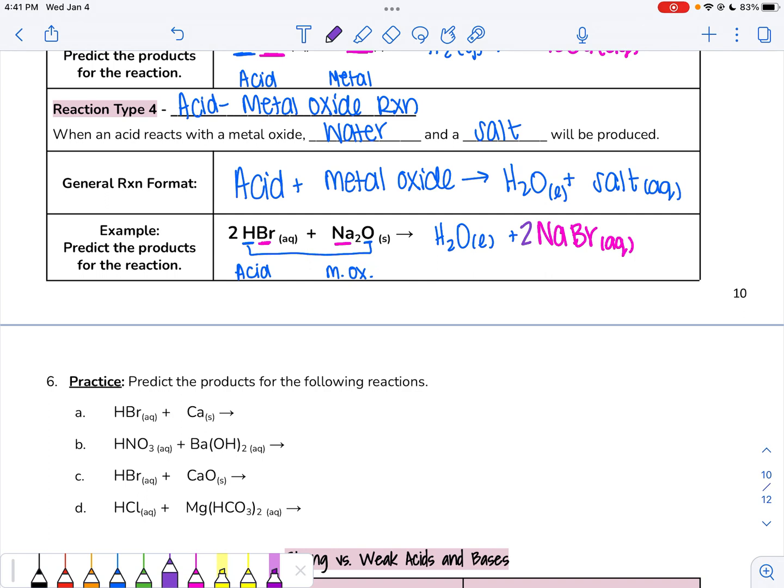So what I want you to do is take a look at the next page, look at those 4 practice problems, see if you can match up the reactants and predict the products for each of the reactions that will happen based off of the 4 reaction types that we just took a look at on page 10. Once you're finished, check your answer with the answer key, and you're done.